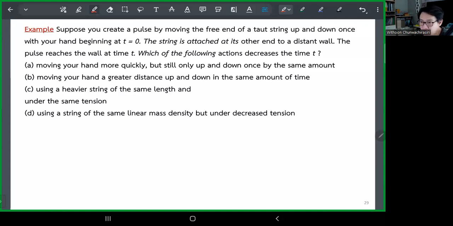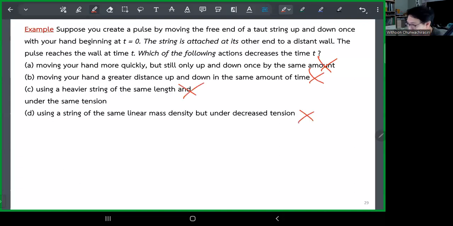What about D? Using a string of the same linear mass density, so the same string, however you decrease the tension. Decreasing the tension decreases the speed of the wave. That means you increase the time it takes for the wave to travel throughout the string. So part D is no. So none of them, guys. That's it.